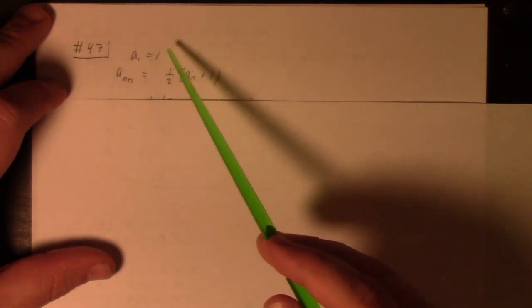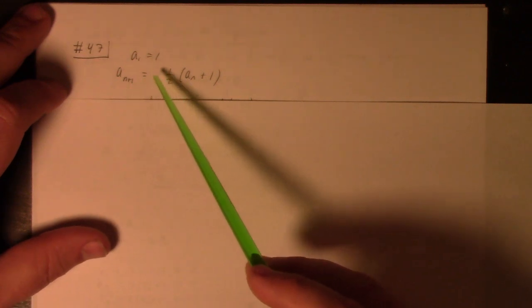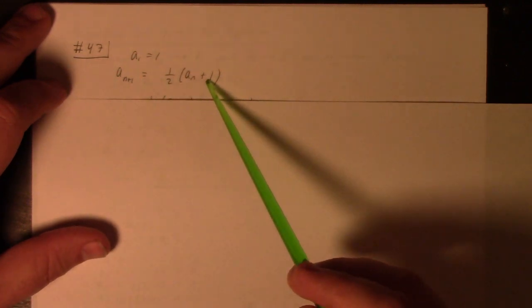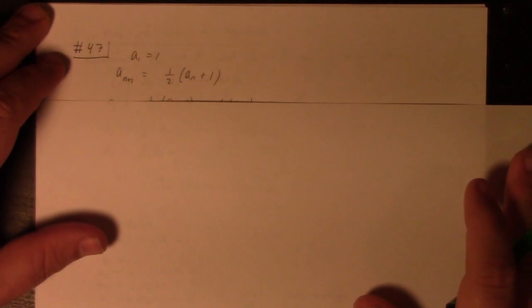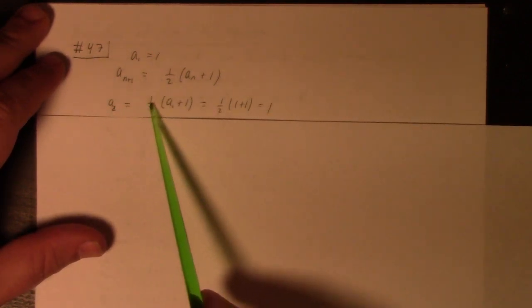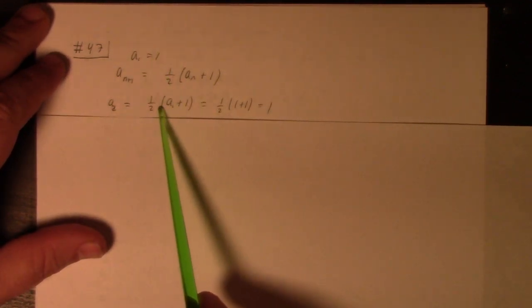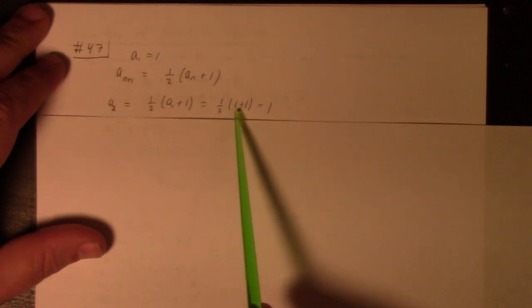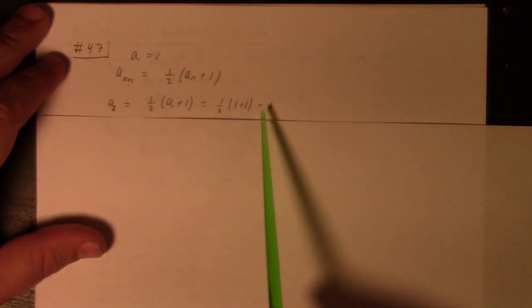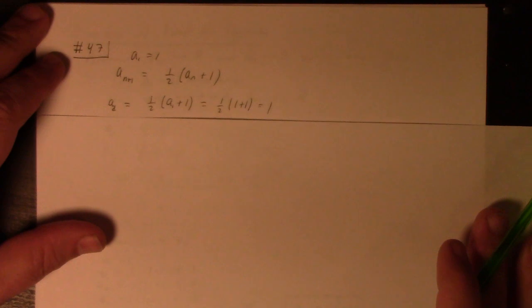They told us a_1 is 1, and then they told us that a_(n+1) is defined to be 1/2 of a_n plus 1. And okay, so I try it out. a_2 is 1/2 of a_1 plus 1, which is 1/2 of 1 plus 1, which is 2 over 2, which is 1. Oh, okay, great.